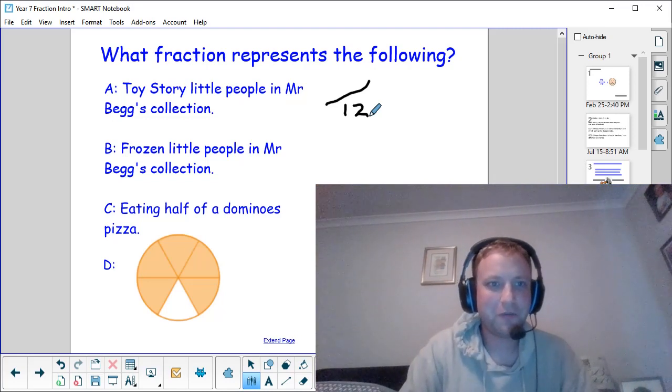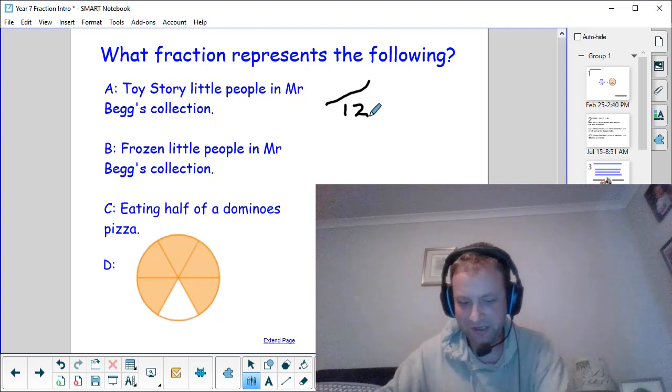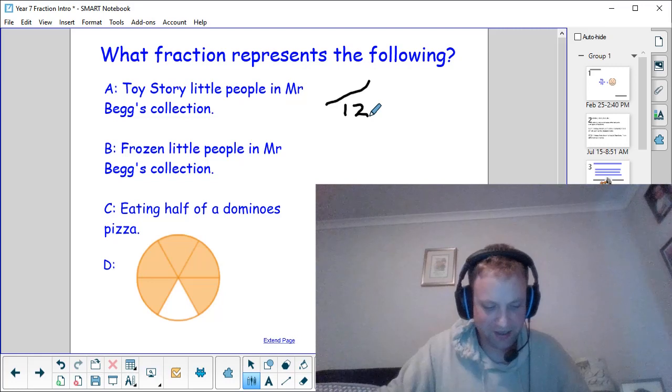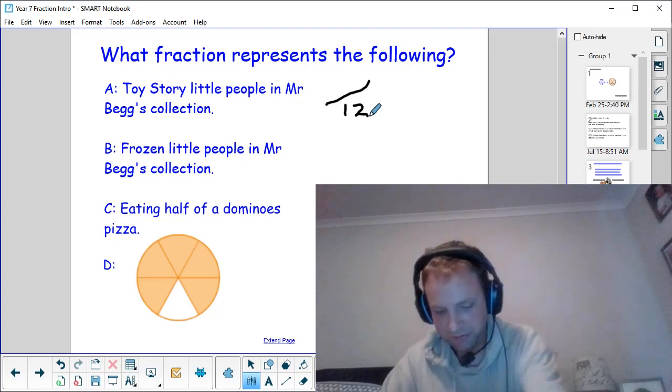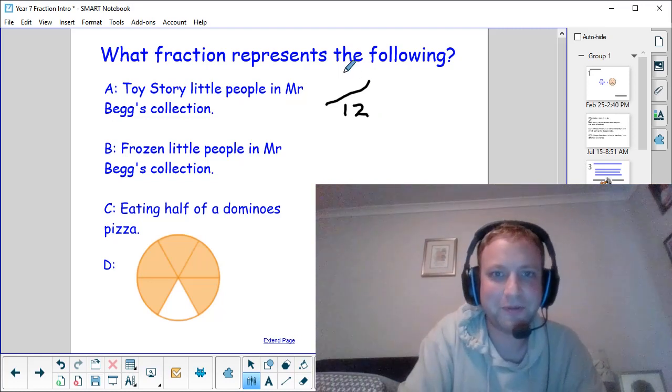So then, if I want to know how many Toy Story ones there were, well, we just got to go through them again. So Woody, Rex, Forky, Bo Peep, Buzz, Ducky. I put Elsa in that group. I think that's it. So there's 1, 2, 3, 4, 5, 6. So 6 out of 12.